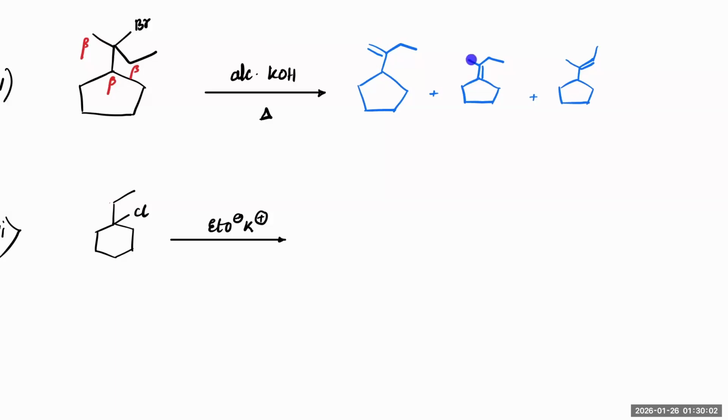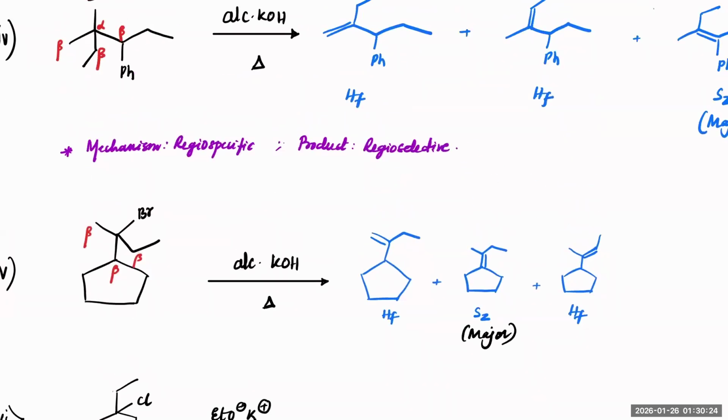Now here, one, two, three, four. Four substitutions are there. Here we have one, two, three substitutions. Here we have one and two substitutions. So which has to be the Saytzeff? This one has to be Saytzeff. The other two have to be the Hoffman products. And that makes this Saytzeff the major product. And since you get it as a major product, this logic still works.